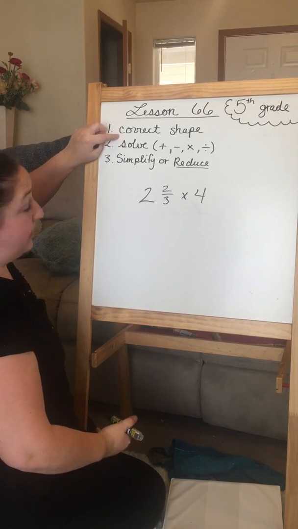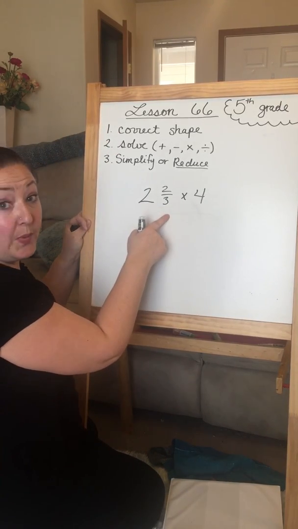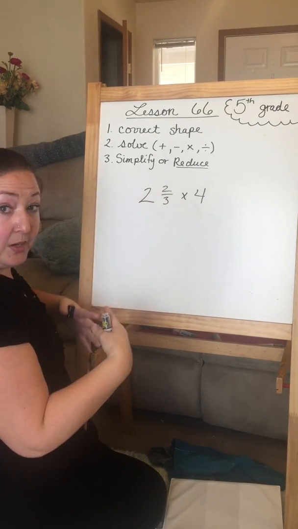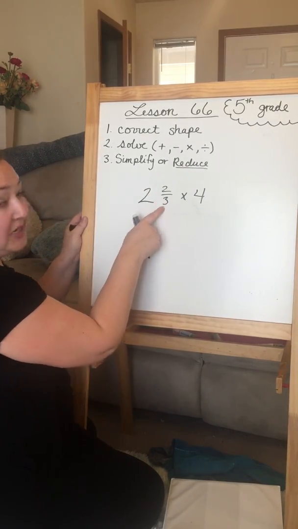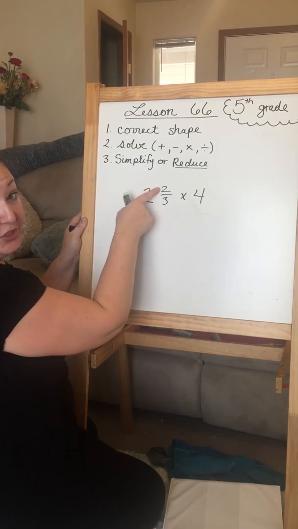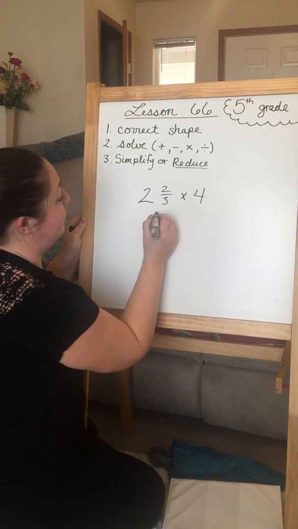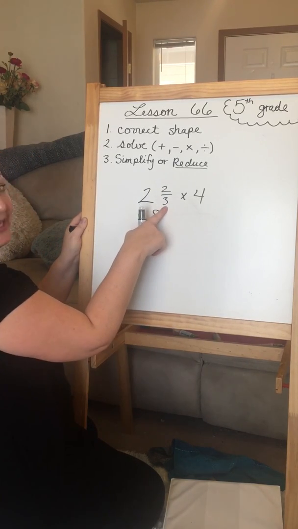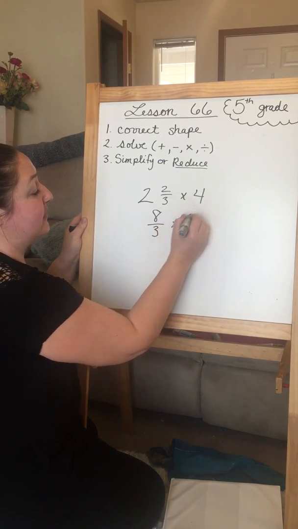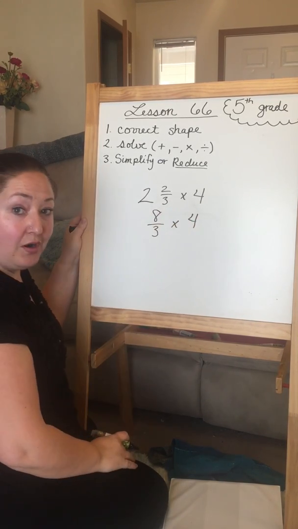So we have to now get it in the correct shape. The first step is the correct shape. So this is a mixed number, and we need to get it into an improper fraction: the bigger number on top, smaller number on bottom. So first step, 3 times 2 is 6, 6 plus 2 is 8, and then we just keep this denominator. 8/3 times 4. Now how do we make this whole number 4 a fraction?